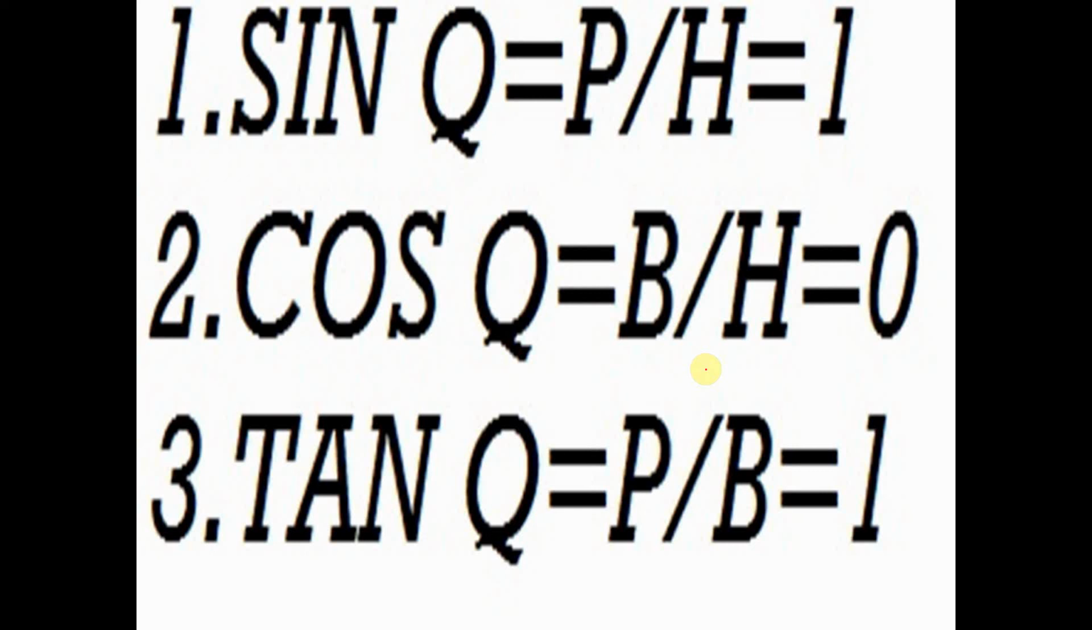Tan theta is P by B. The value of P is 1 and the value of B is 0. 0 cannot come in the denominator. So we will take the P only. The value of tan theta for the 90 degree is 1.